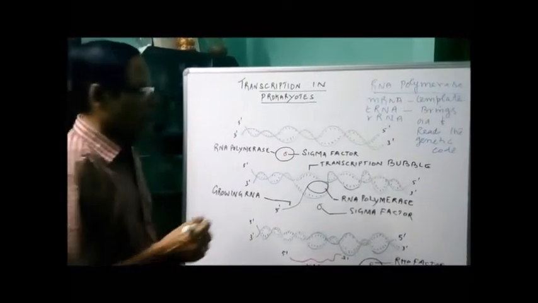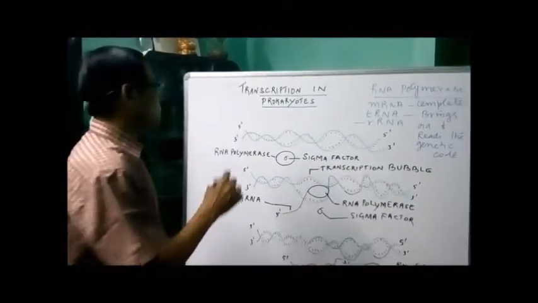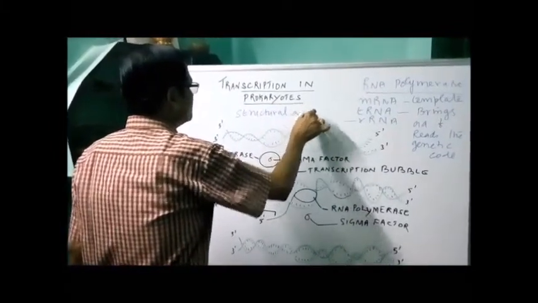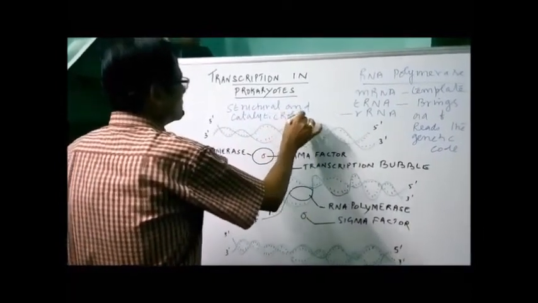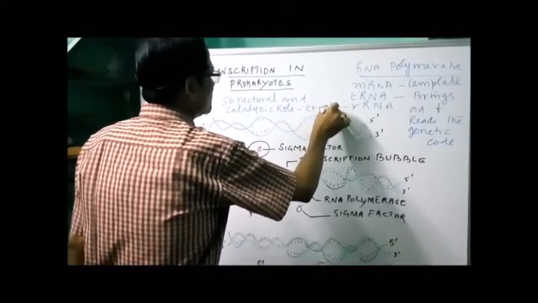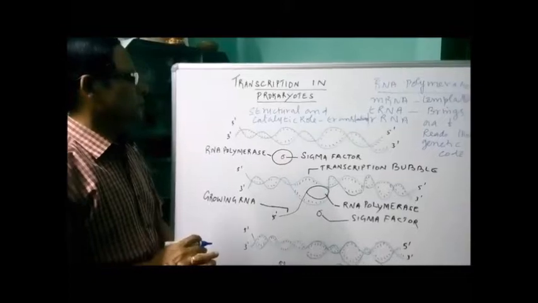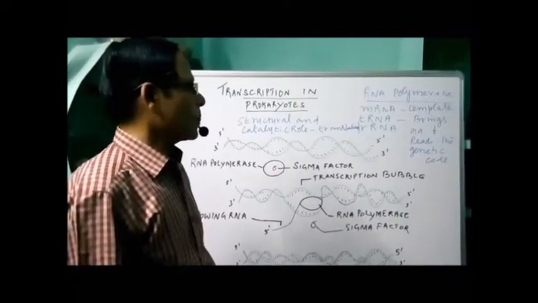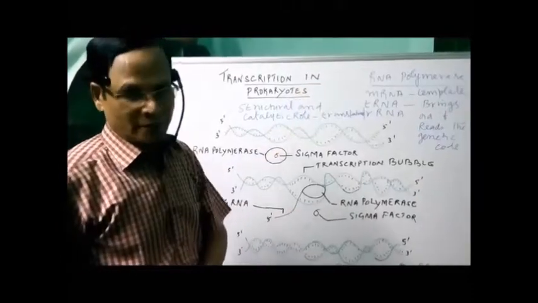Now the ribosomal RNA is present in the ribosome. It plays a structural and catalytic role during the translation process. So these are the three types of RNAs which take part in protein synthesis, and all three are synthesized by a single RNA polymerase enzyme.